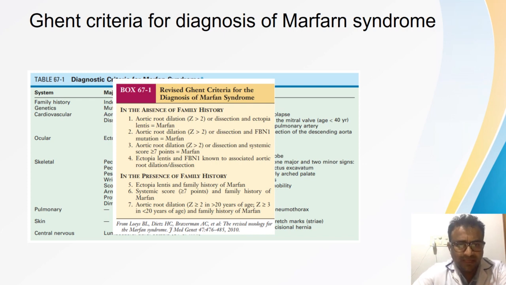Aortic root dilatation or dissection with ectopia lentis; aortic root dilatation (Z score more than 2) with a fibrillin 1 gene mutation; or aortic root dilatation and a systemic score of more than 7 points are also suggestive of Marfan syndrome.